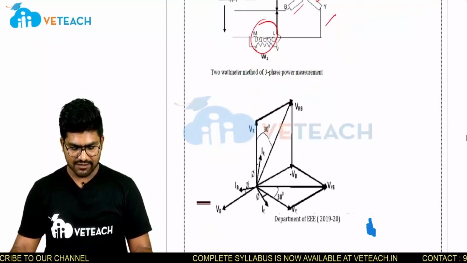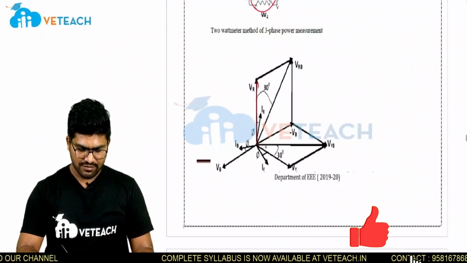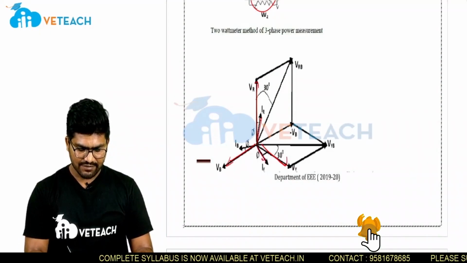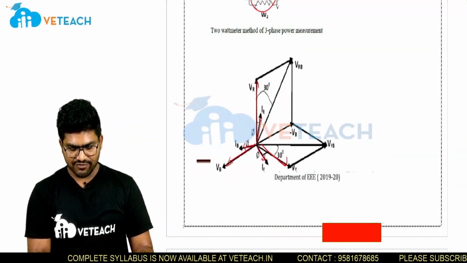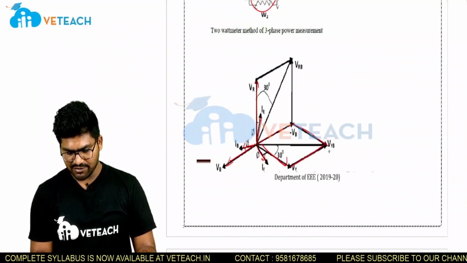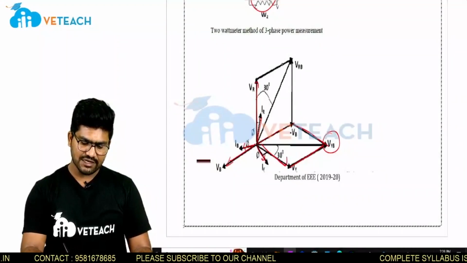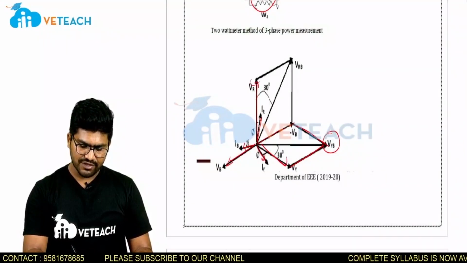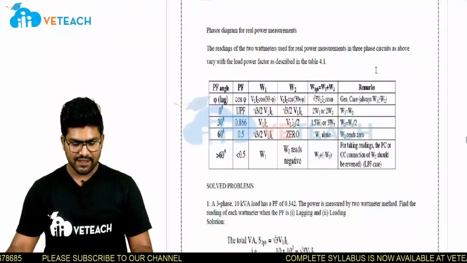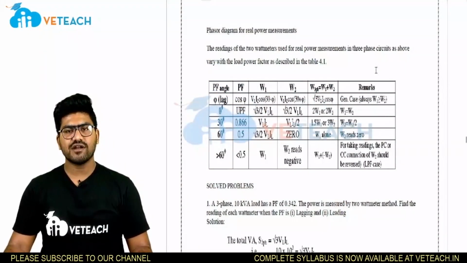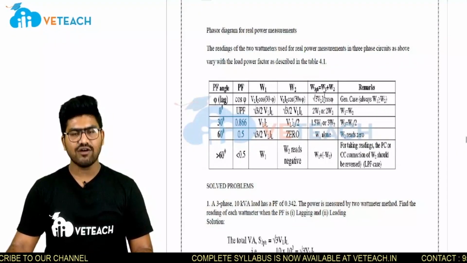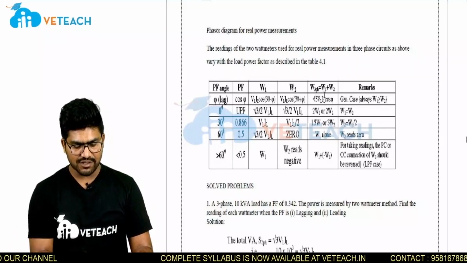So if I draw the phasor diagram, this is VR, VY and VB. Since currents are lagging, IR, IY, IB, if I take the negative of VB, now this is the negative of VB. Now the resultant of VY and minus VB is nothing but VYB, and the resultant of VR and minus VB is nothing but VRB. Since W1 and W2 depend upon the power factor angle, let us see how W1 and W2 vary based upon the power factor angle.